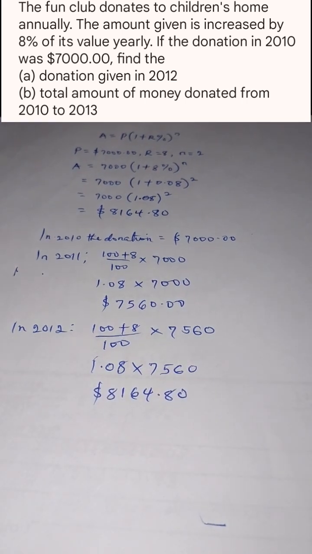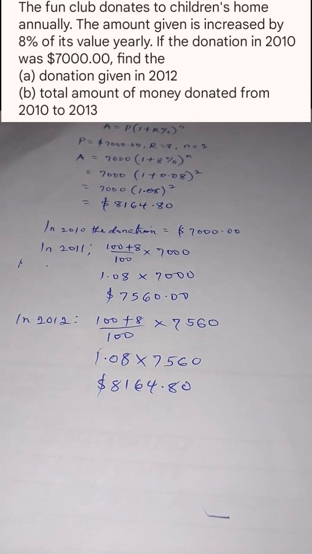This is the breakdown, and this is the final result to that question. So this is how we get the result to the first question, which asks for the donation given in 2012. The donation given in 2012 is 8,164.80. Now we can proceed to the next question, which asks for the total amount of money donated from 2010 to 2013. It means the money donated in 2010 plus 2011 plus 2012 plus 2013.